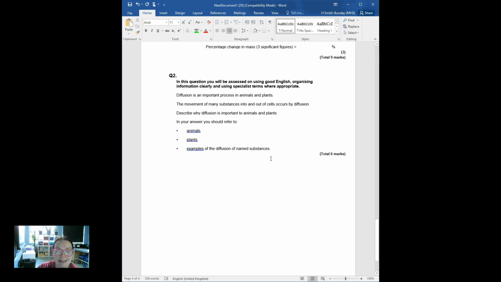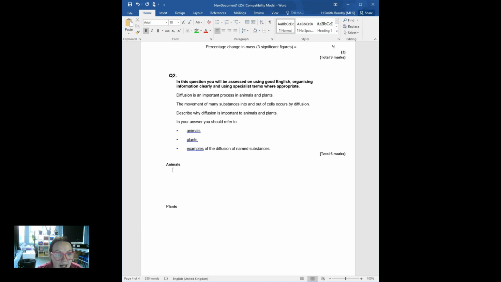Describe. Describe means say what you see. You're not explaining why it happens. You're saying where and when you can see it. Why diffusion is important to animals and plants. In your answer, you should refer to animals, plants, and examples. So if this was me, I would want to make sure I've got an example of animals and plants. So I would have divided the answer into 2 straight away. I would have written animals as a subheading and plants, so that I don't become distracted and go off the point.